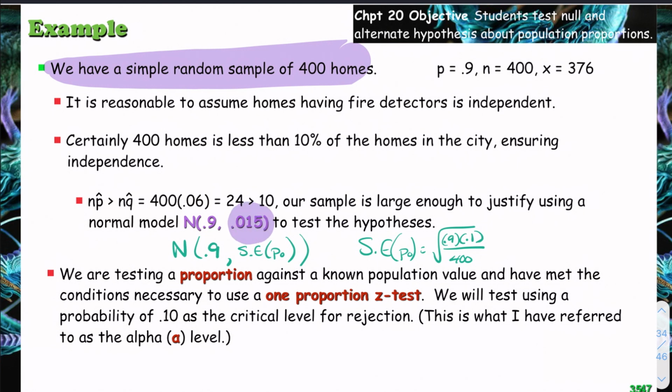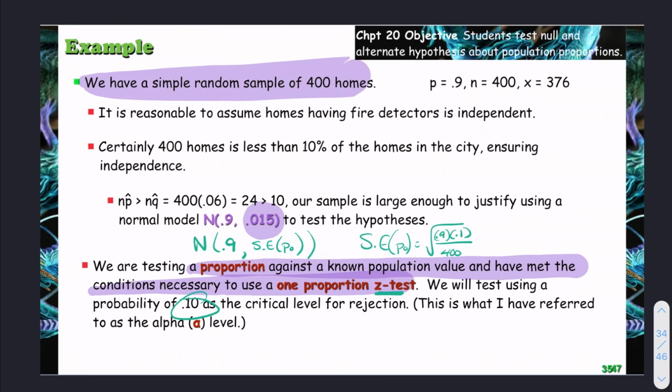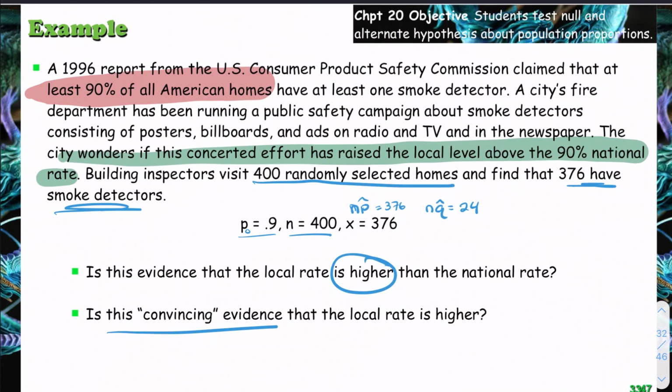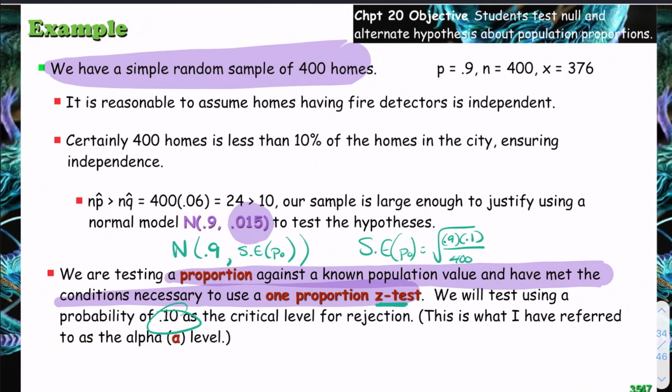So we are testing a proportion against a known population value, and have met the conditions necessary for a one proportion Z test. Note, this is a Z test because we're doing a hypothesis test. We'll be using a probability of 0.1 as the critical level for rejection. This is what I have referred to as the alpha level. Now, how did we know that was our alpha level? I'm giving it to you. In this case, the alpha level is 0.1.